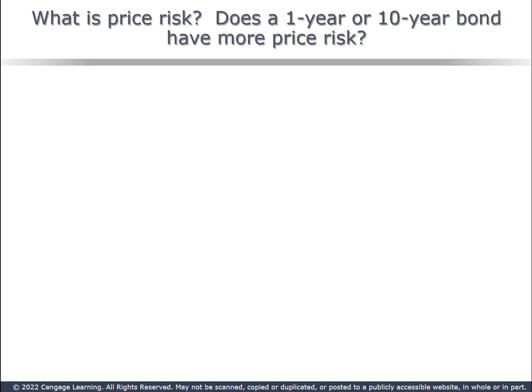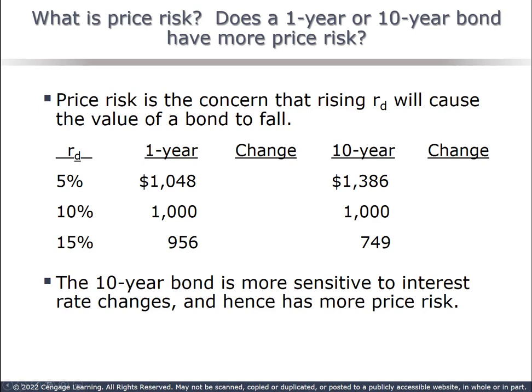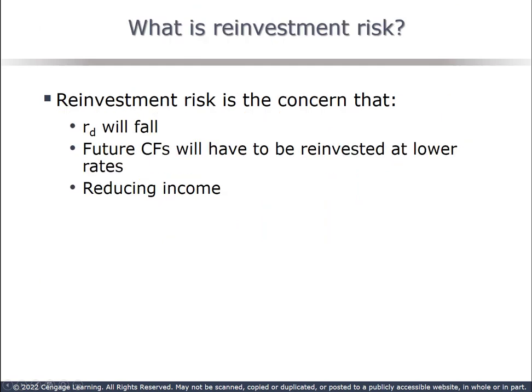Bonds are subject to two basic types of risk: price risk and reinvestment risk. Price risk is the risk that a rising yield to maturity will force the value of a bond down. As you can see, price risk affects longer maturity bonds more than shorter term bonds. Reinvestment risk is the concern that as market rates fall, you'll have to reinvest cash flows from a bond at rates lower than you were earning on the bond.